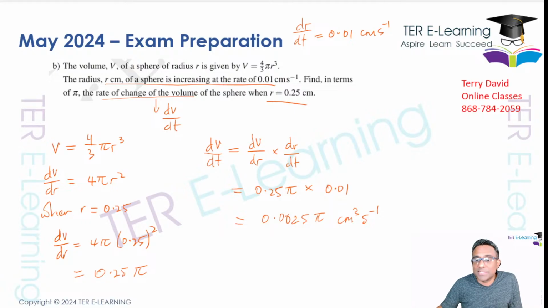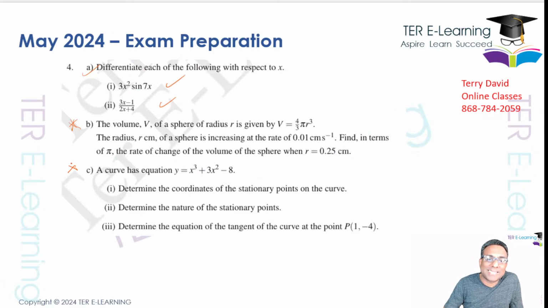Yeah, they can ask this. This is connected rate of change, right? This is not off the syllabus as far as I know. Right, so that's part B. Part C definitely can come in your exam, right? They love to bring this particular question here. Part C. So let's have a look at part C here.